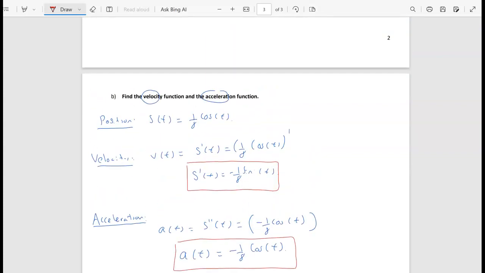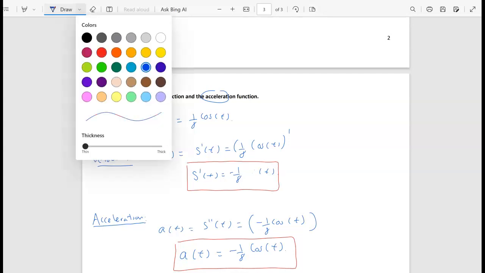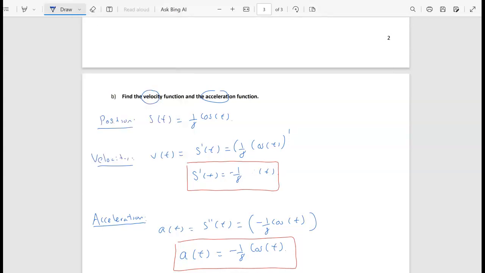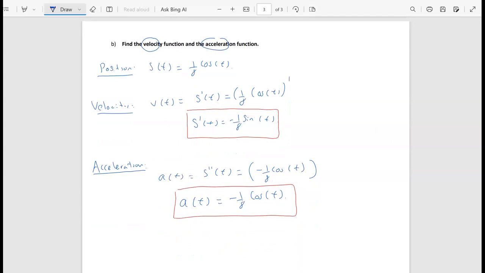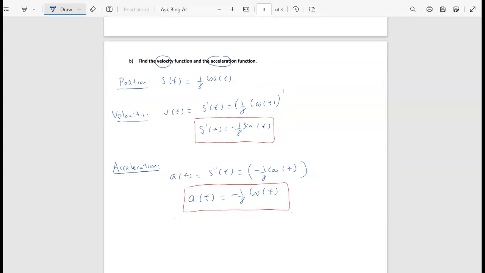Okay, let me check it because I did have an error. As we are evaluating, the derivative of cosine is negative sine, so this should be negative sine of t. Then the derivative of sine is just a regular cosine, but you have to carry the negative. So we still have that negative carried over. That's it for this answer.